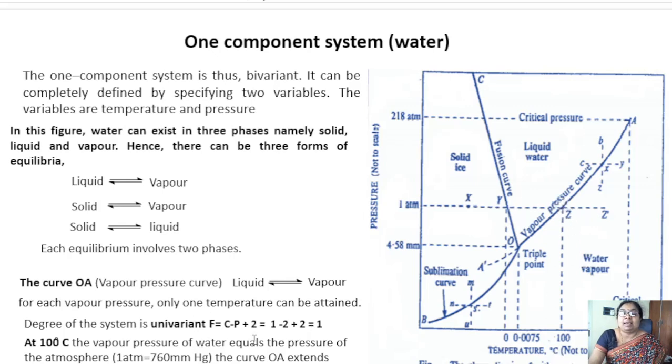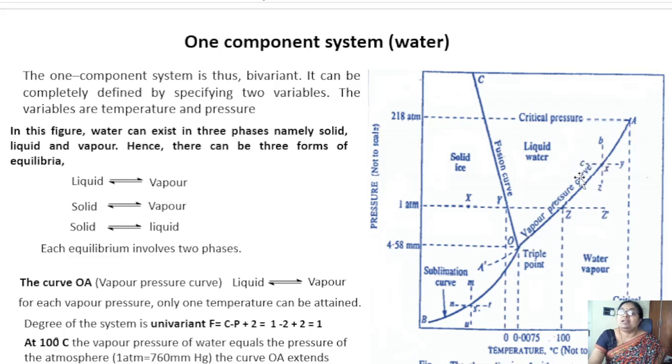Using the Gibbs phase rule, F is equal to C minus P plus 2. C is the only one component, water, whether in solid, liquid or vapor form. P is 2 phases, liquid and vapor. Plus 2 is for the two variables. Overall, F is equal to 1. Therefore, the degree of freedom of the system is only 1.